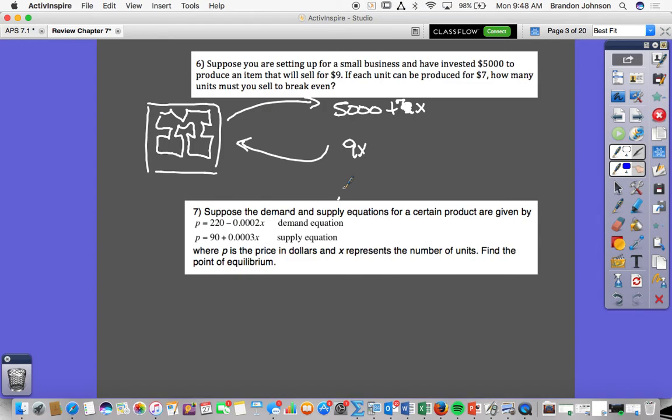So now we're going to do what with both of these? If I'm trying to see where is my break-even point, we set them equal to each other, and we solve for how many of these x's I have to produce and sell in order to break even. So we just say, okay, 5,000 plus 7x equals 9x. Subtract 7x, good. So we got 2x equals the 5,000.